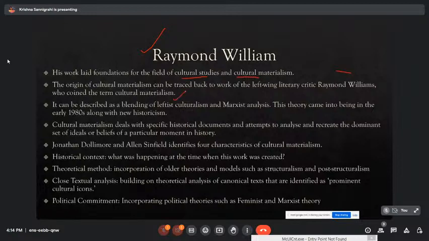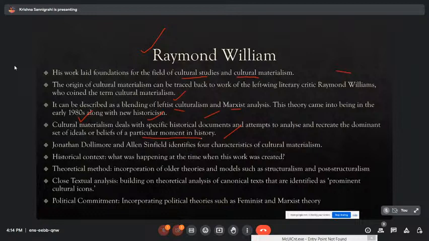It can be described as a blending of the leftist culturalism and Marxist analysis. This theory came into being in the early 1980s along with New Historicism. Cultural materialism deals with specific historical documents and attempts to analyze and recreate the dominant set of ideals or beliefs of a particular moment in history. What is important and to be noted here is the particular moment in history they are focusing on.